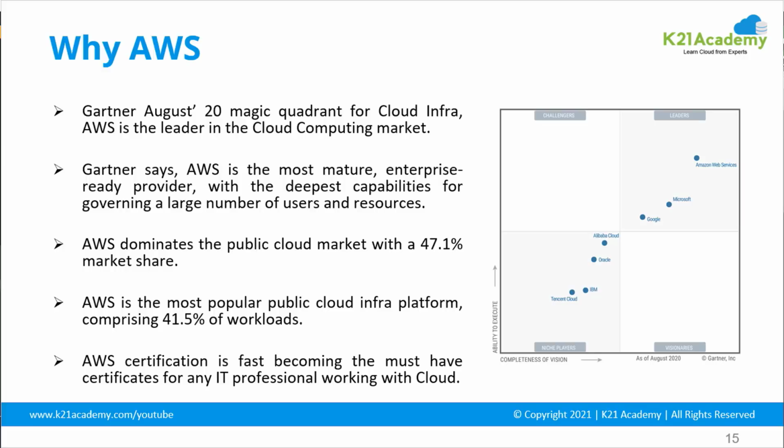And the AWS certification that you're learning is fast becoming the must-have certificate for any IT professional working within cloud. So these are some of the reasons why you should be looking at AWS. I'll talk about the services a little bit later, but first, in the next lesson, let's look at what global infrastructure is, which consists of regions and availability zones, how you select a region, how you select a zone, and what a zone means.